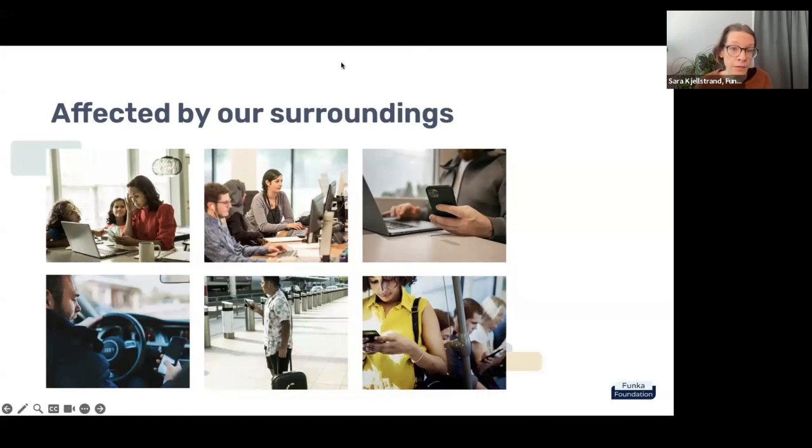So the impact of all these different pieces of information that we get and the stress levels, it really depends on a lot of factors. So if we look at the next slide, we can see the different types of impact.